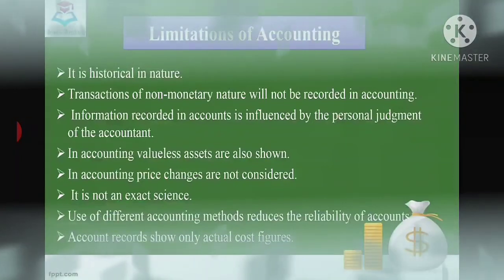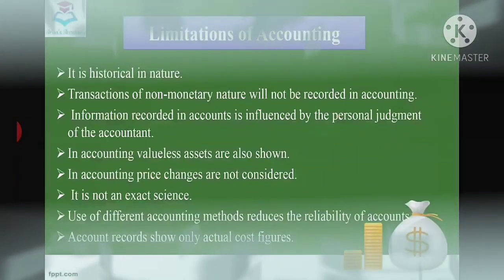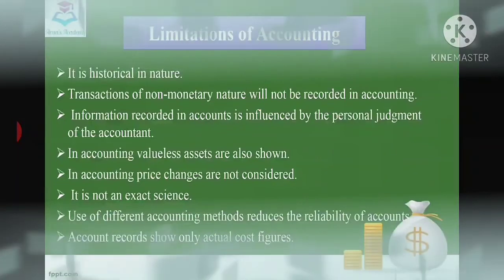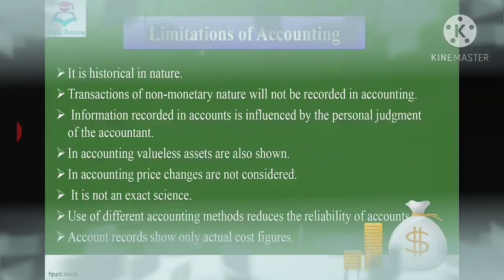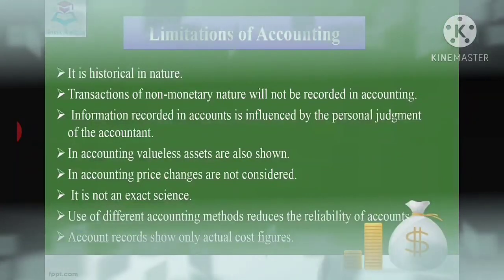If sales are made for 1000 rupees, the accountant can write it as 500 rupees only. In this way, a fraud can be committed.